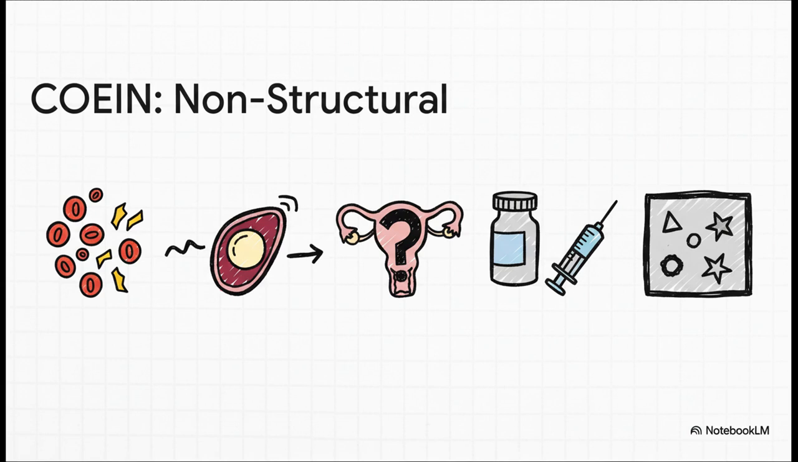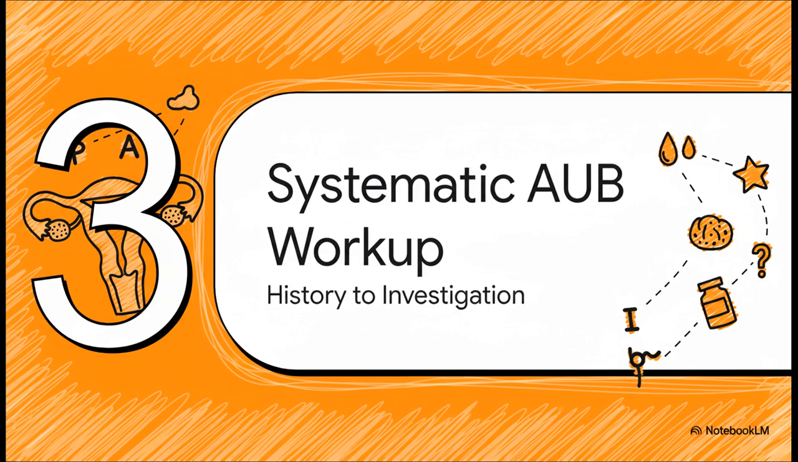E for endometrial polyp is basically a diagnosis of exclusion. I for iatrogenic covers bleeding caused by things we do, medications or medical devices. And finally, N is for not otherwise classified, which catches the rare stuff. Okay, so we've got our Palm-Cohen framework.